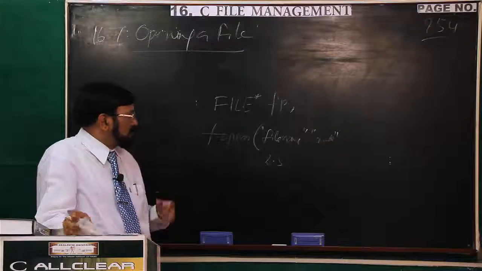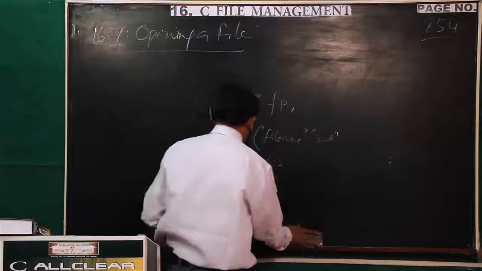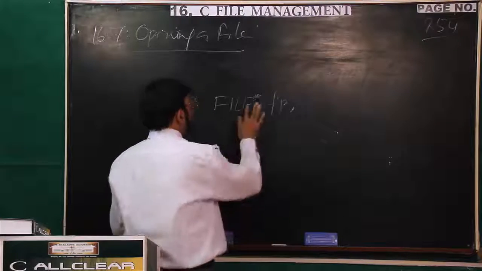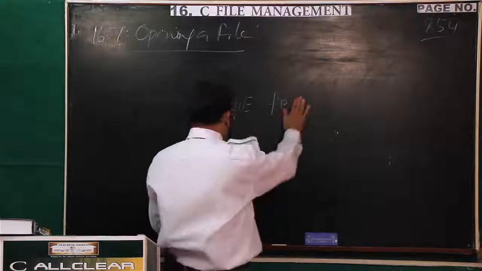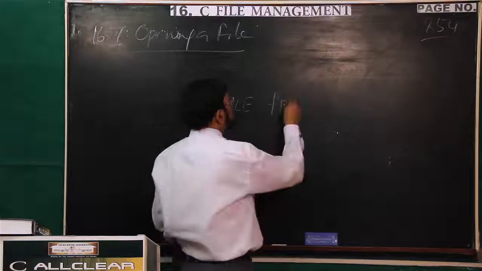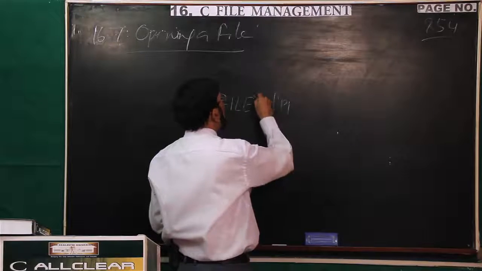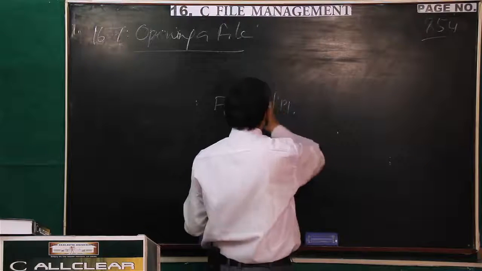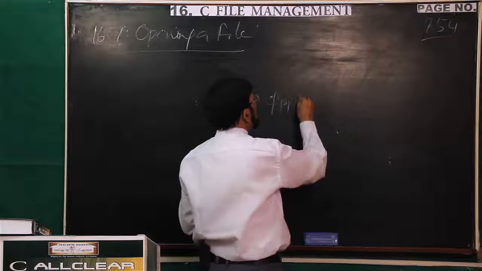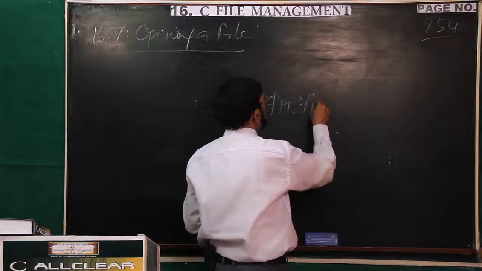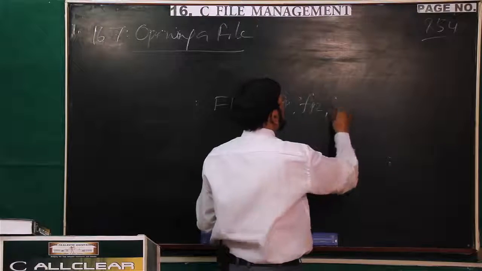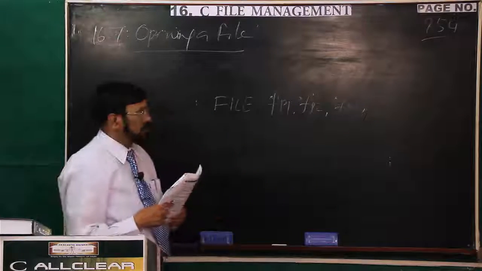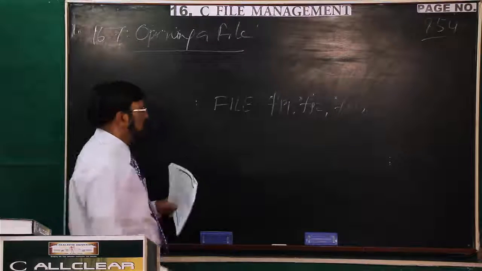Now here you see, I will show you the example. File pointers we are declaring. Now 3 file pointers we are declaring: FP1, FP2, FP3. 3 file pointers we are creating. Why? 3 files you are going to open.